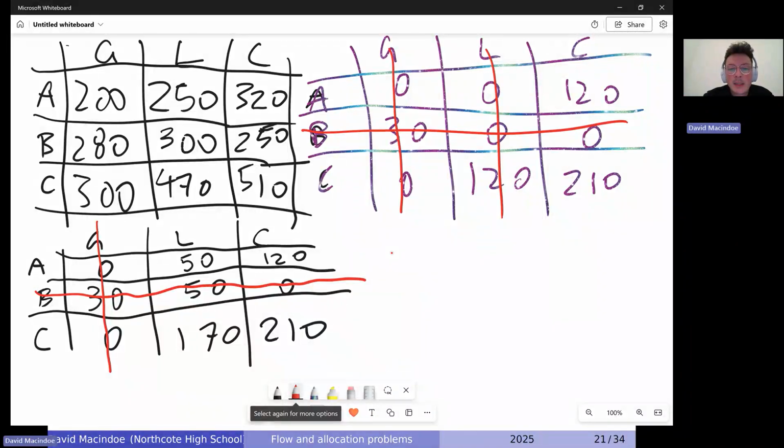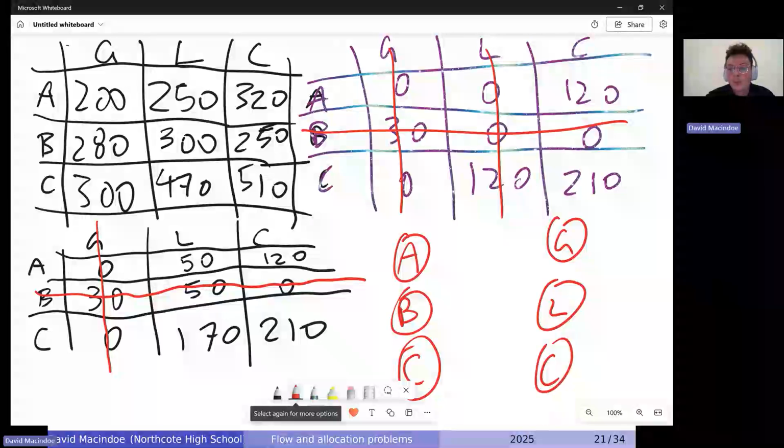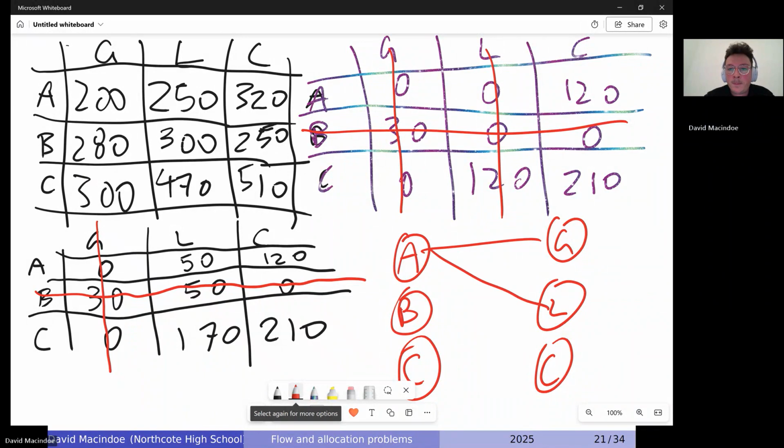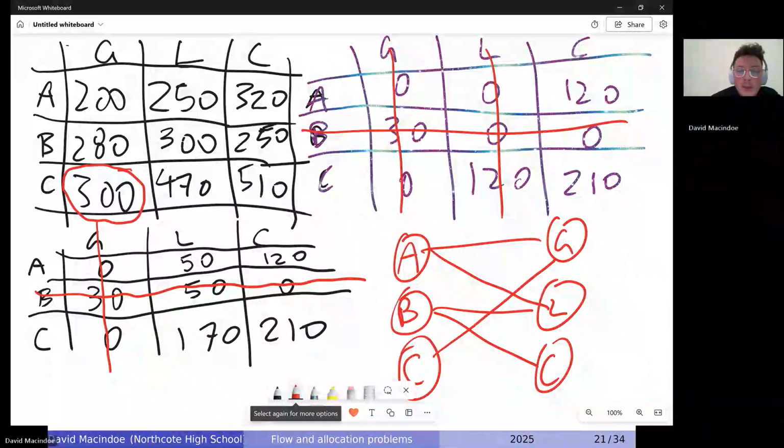We can draw our bipartite graph. The way the bipartite graph works for our allocation is anything that's got a 0 is a connection from one side to the other. So we've got, okay, A is connected to G and L. B is connected to L and C is only connected to G. So what we can see from this is because C is only connected to G, that means for our optimal allocation, C will buy the food for G.